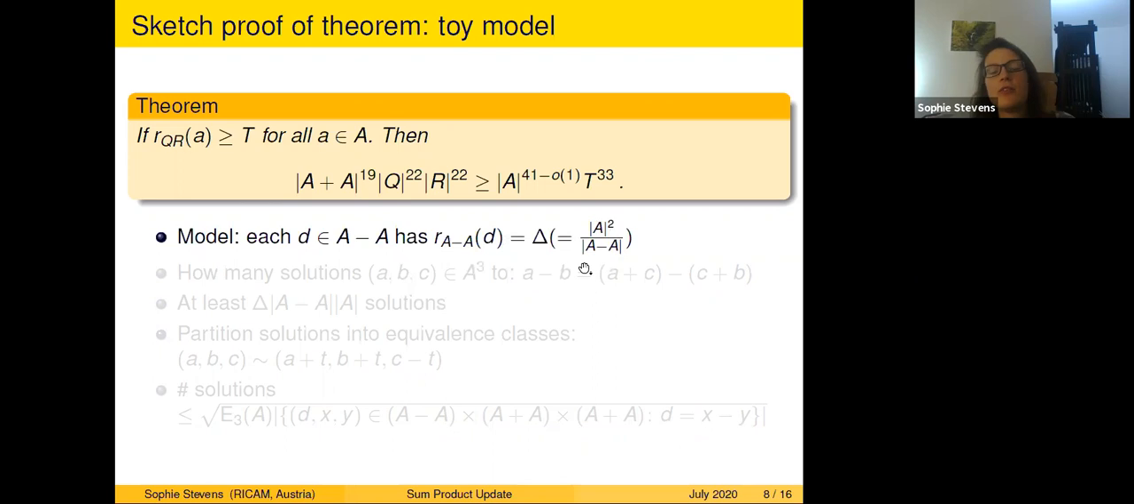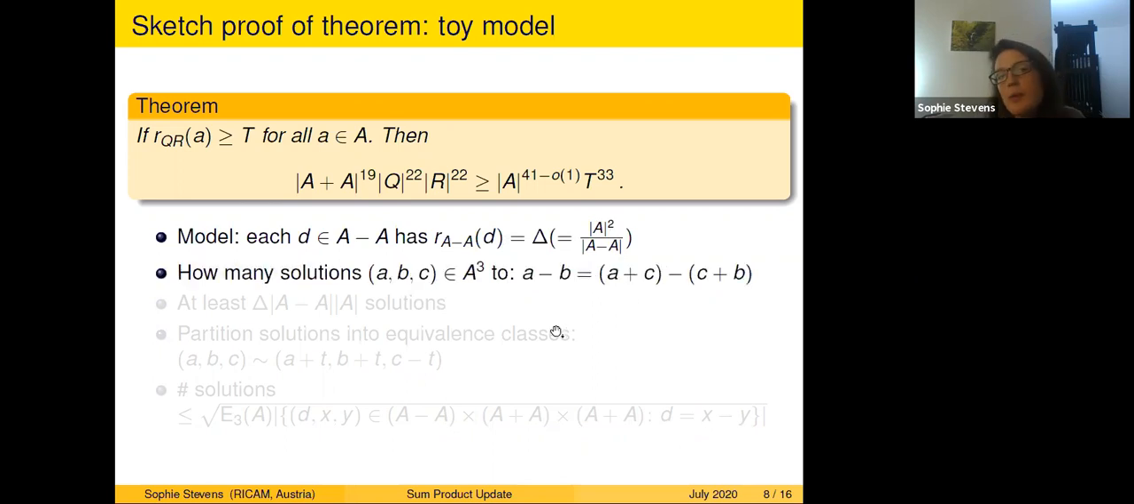Okay, and then we're going to ask the following question. How many solutions are there? So how many variables a, b, and c, all living in our favourite set, are there to the equation a minus b equals a plus c minus c plus b? So this is kind of a stupid equation. On the one hand, there's lots of solutions. Any a or b that I pick, I can always find a c for which this is true.